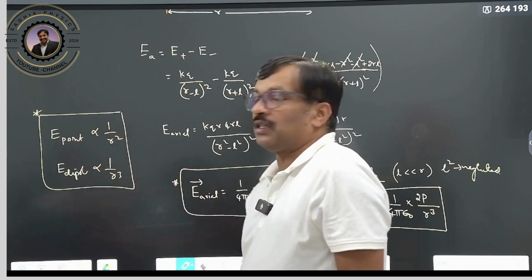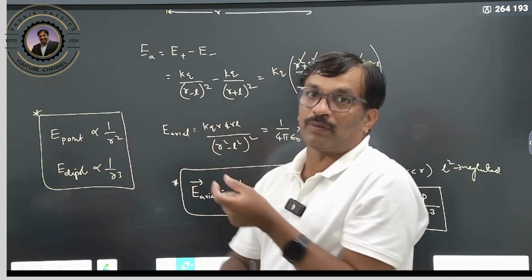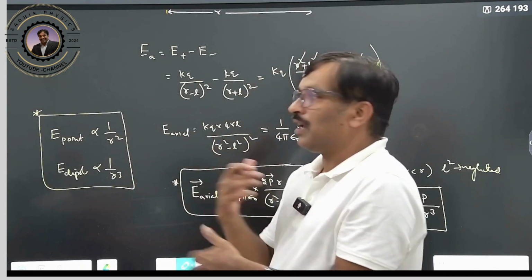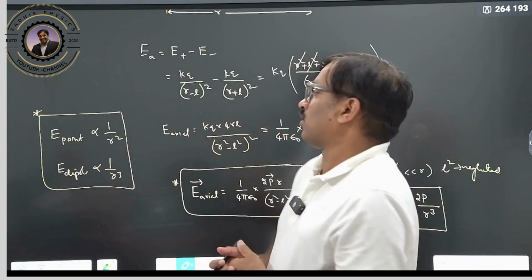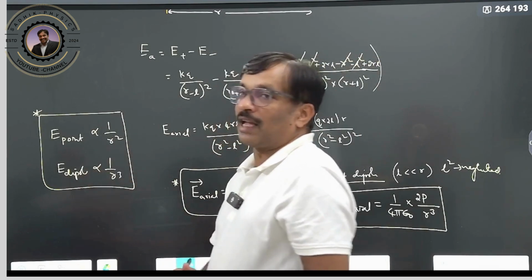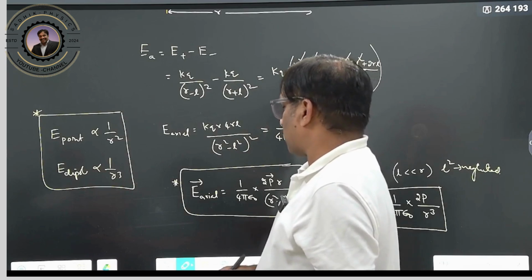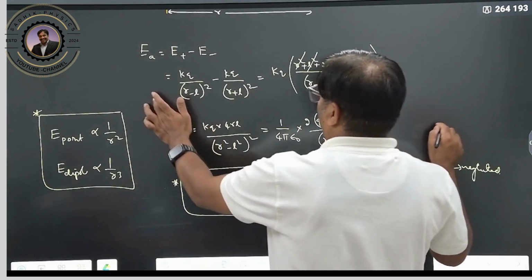So in a point charge it is less. Why? Because in the dipole, two equal and opposite charges are there, therefore the net charge is going to become 0. Whatever field lines are there will be taken by the negative charge. That's why the electric field falls very quickly in the dipole. That's why it is inversely proportional to R cube. Clear? So these are the points.